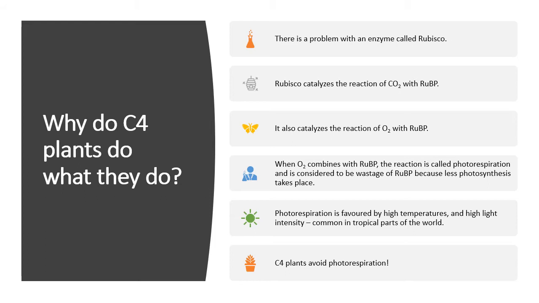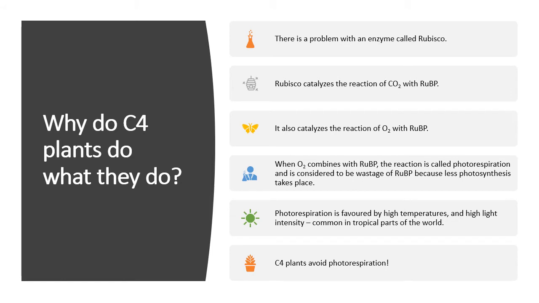They need to go through a series of navigating steps, or should I say detours, before they get to the light independent reactions happening correctly. And the reason for this is that the enzyme that catalyzes the reaction between CO2 and ribulose bisphosphate, which is called rubisco, has a problem.